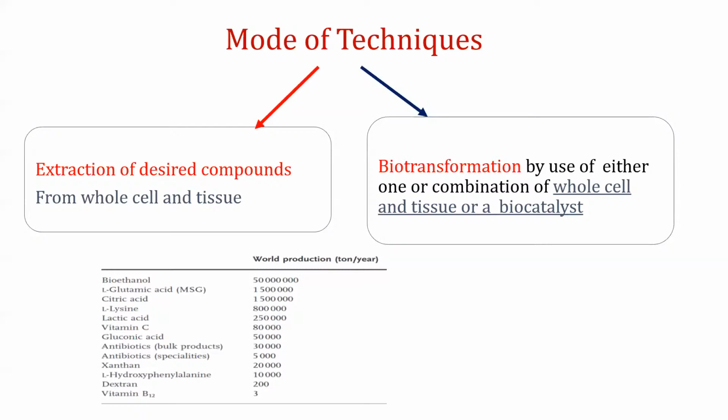These are a few of the industrial compounds or products which have been produced, like bioethanol, L-glutamic acid, MSG, citric acid, L-lysine, vitamin C. You can see the production in tons per year. The maximum is in the case of bioethanol, which is produced from corn or sugarcane. Next are antibiotics, which are produced in bulk, or there are some antibodies which are very highly specific. Their production per ton per year is given here, and it is very low in the case of vitamins.